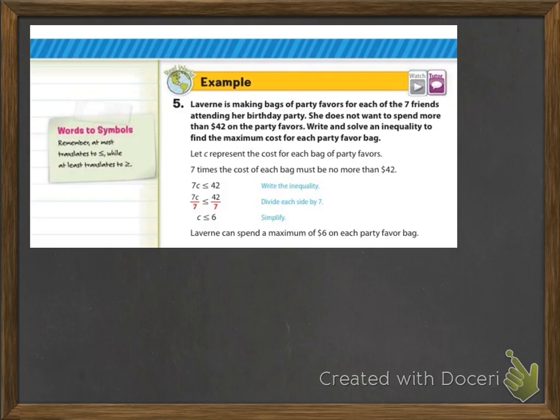So they started working this out for you guys. What we're going to do is the book has us using the variable C to represent the cost for each bag of party favors. So we're going to go ahead and use C as our variable on this one. If you go back and look into the word problem, it tells us that she's got 7 friends attending her birthday party. So we know that the 7 friends and the cost of each party favor, which is why we have the 7 times C, cannot be, the maximum cost she wants it to be is $42.